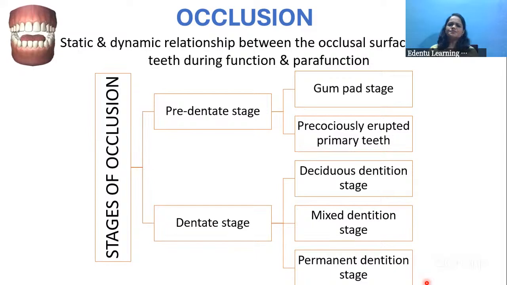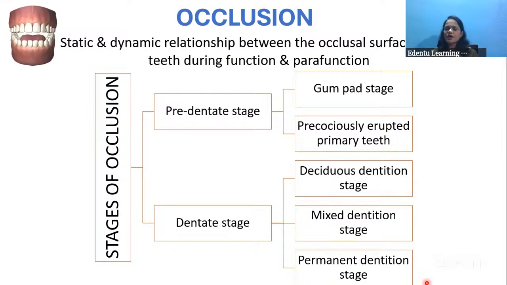For description purposes, we divide the stages of occlusion into two stages. One is the predentate stage, that is, the teeth have not erupted into the oral cavity. The other one is the dentate stage. The predentate stage is again divided into two types. One is the gum pad stage, where only the gum pad of the newborn is there and no teeth have erupted. The other is the precociously erupted primary teeth. What do you mean by precociously erupted primary teeth?